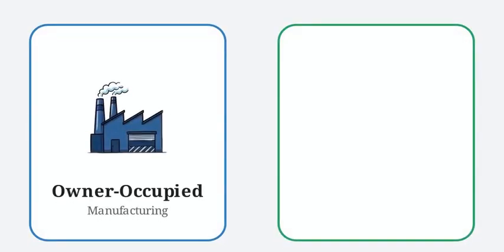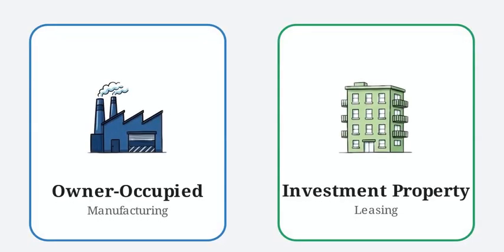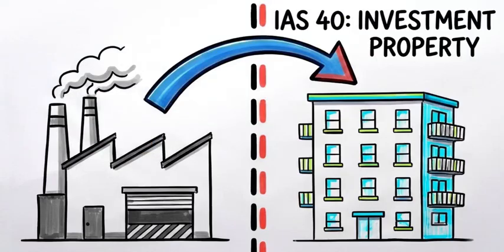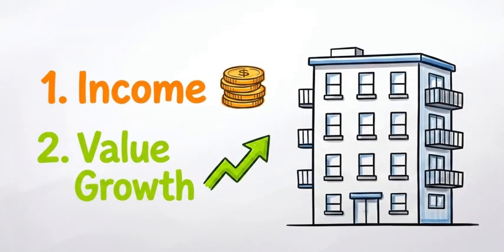Imagine you own two buildings. In the first, you manufacture auto parts. In the second, you lease out apartments to tenants and collect rent checks. Look at this conceptual breakdown. Under International Accounting Standard 40, that apartment building is classified as an investment property. It is real estate held exclusively to earn rentals, for capital appreciation, or both.